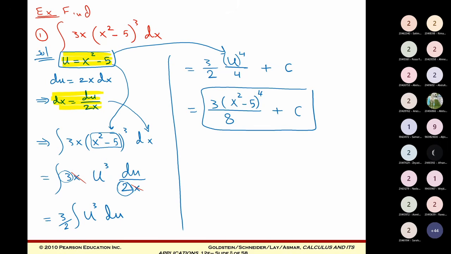Any question? Another exercise, number 2. Sometimes we have, for example, x over radical 3x square plus 1 dx, like this.